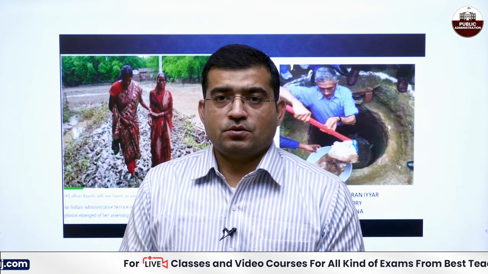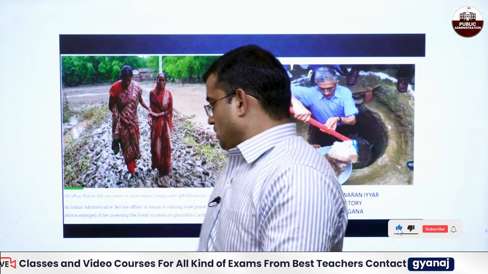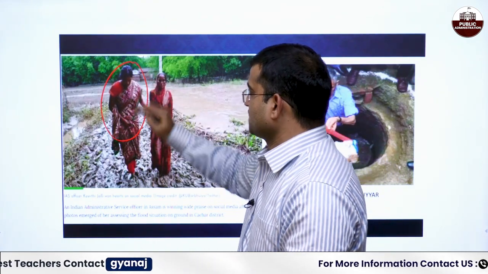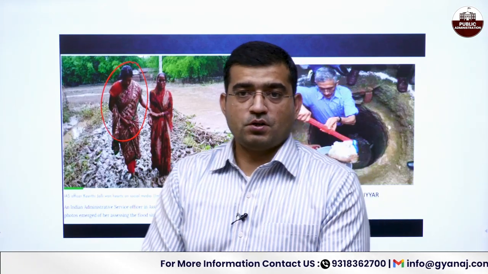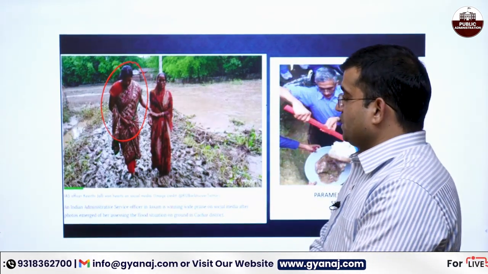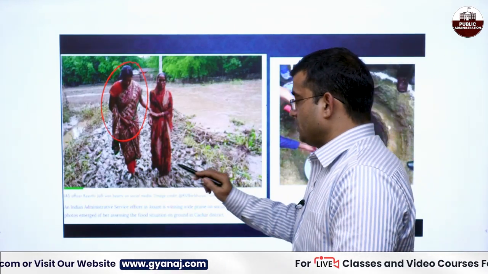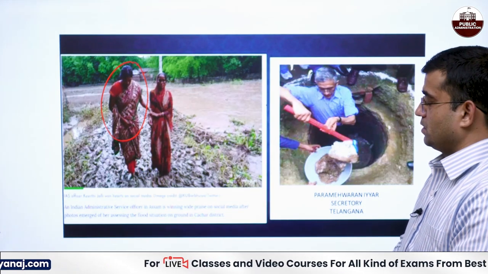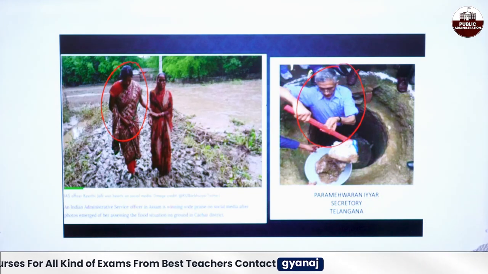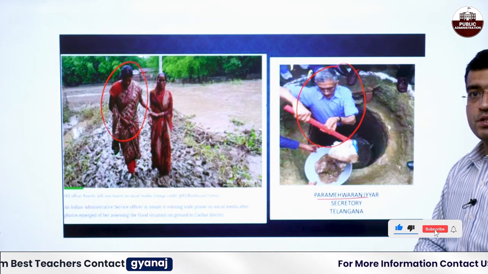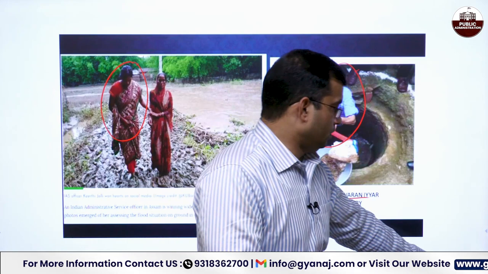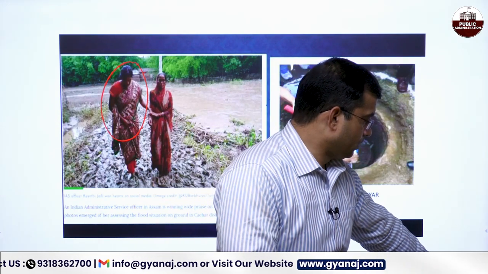You can understand this topic with two or three interesting pictures. See here, an IAS officer from the Assam cadre devoted herself to the welfare of flood victims. She even visited the flood-affected area, and now you can imagine how much struggle, commitment and devotion there was. Again, here, a popular IAS officer, Parameswaran Iyer, secretary of Telangana. He is doing cleaning work, pit cleaning work.